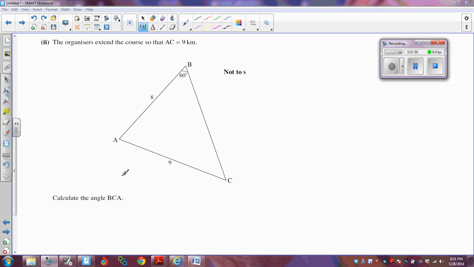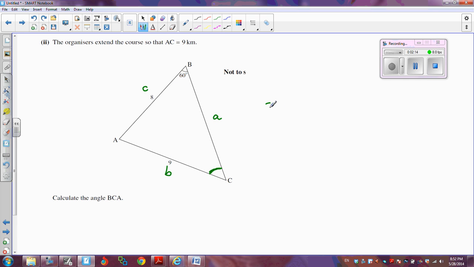Next part of the question, they ask us to work out angle BCA. Well, that's this angle here, angle C. Here we have side a, this is side b, and this is side c. Now this time we can use the sine rule because we know that this is 60 degrees and we know the side opposite it.